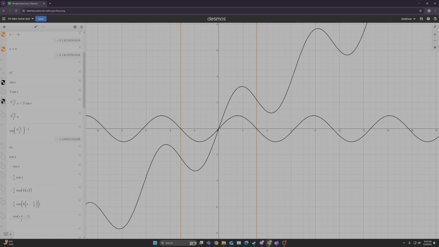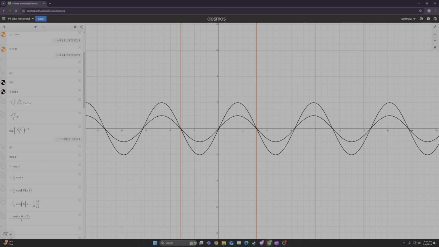This is the function I'm going to be transforming it into. And to do that, you first start by increasing its amplitude to 2. And then after that, you add root 2 over 2 times x to make it follow about a 45-degree line.